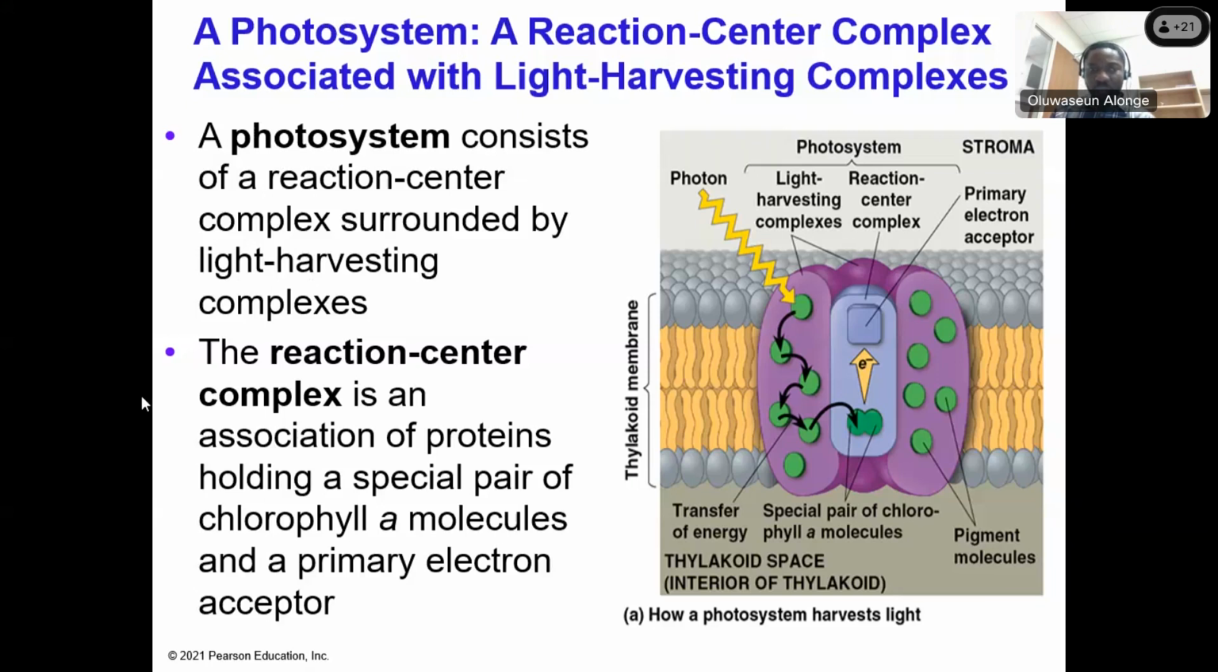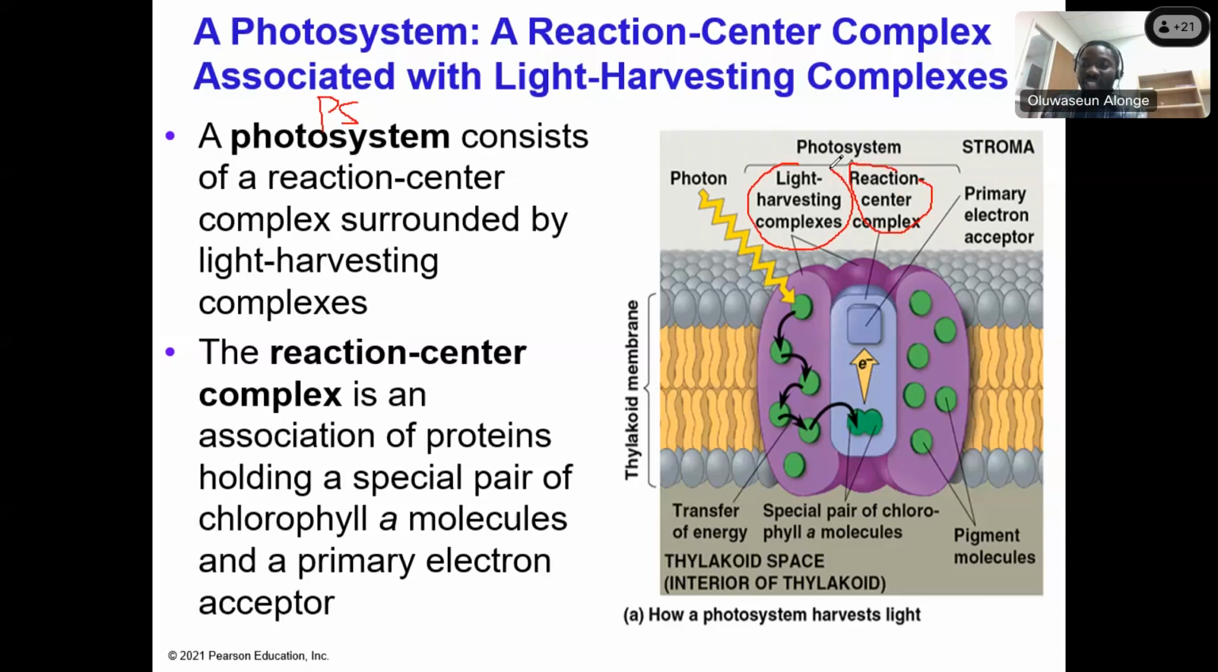I'll show it to you now. A photosystem, we call it PS. Now, this is PS. It's not PlayStation. It is photosystem. The photosystem consists of two components. Number one, reaction center. Number two, light harvesting complexes. What do the light harvesting complexes do? They harvest light. They capture light.